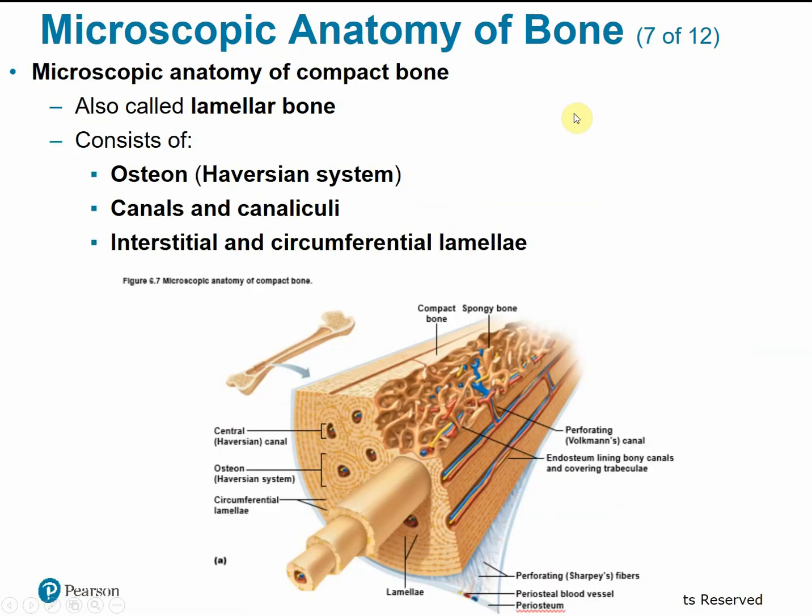down that bone. Compact bone is sometimes referred to as lamellar bone because it's made up of lamellae, or these rings of bone tissue. So compact bone consists of osteons, sometimes referred to as a Haversian system. So kind of one tree trunk. So if we were to cut down a tree, and you have the tree trunk with the rings, one tree trunk is one osteon. Compact bone also contains different canals and canaliculi for blood vessels and nerves to run through, as well as interstitial and circumferential lamellae. So the lamellae would be the individual rings in the tree stump.